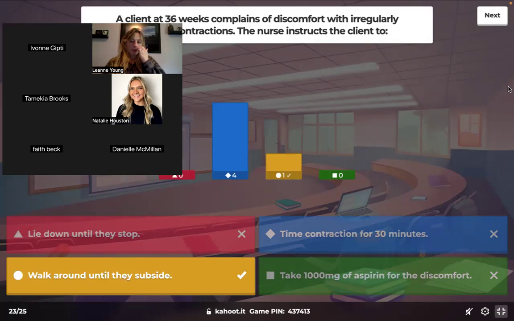We would tell them to time the contractions if they were extremely painful and occurring regularly. If they're irregular, we still want to see if they're going to just subside on their own. So we give the mom things to do to try and get those to go away. If she's been walking around for an hour or so and they're still happening, becoming more regular and more painful, then we want her to time them so that we can know if she's starting her labor.